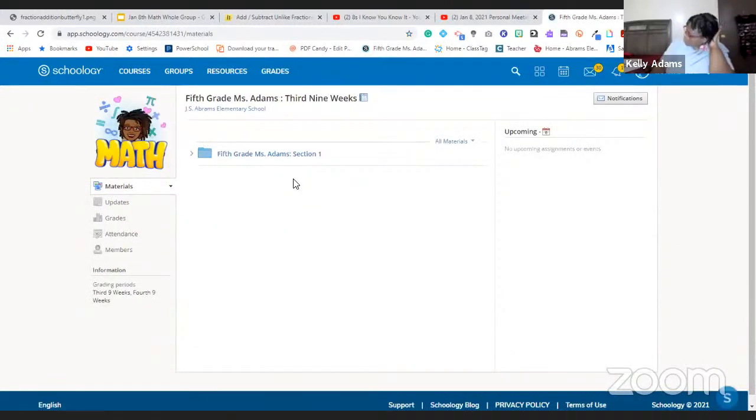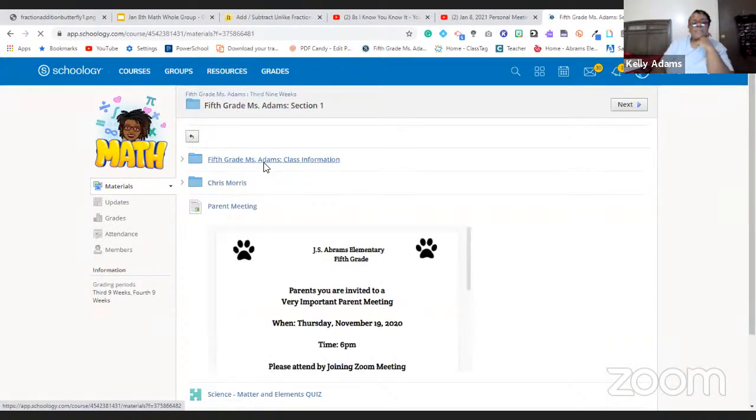This is the one you need to go into right here. The one that has the emoji with the math signs in the back and say math. Third 9 weeks. Click on 5th grade Miss Adams, section 1. 5th grade Miss Adams class information.